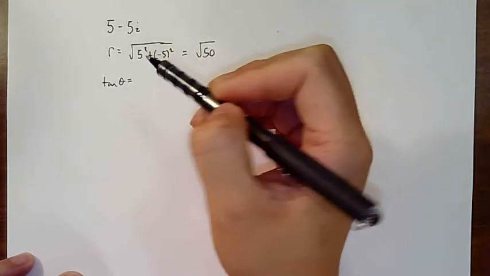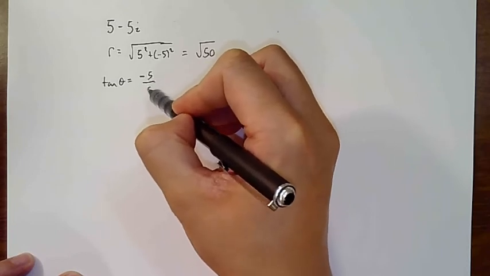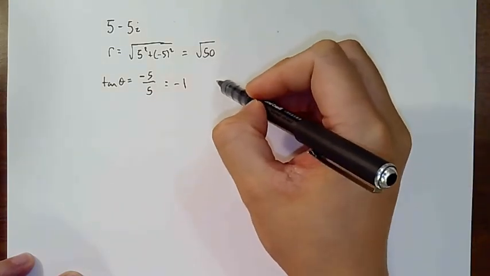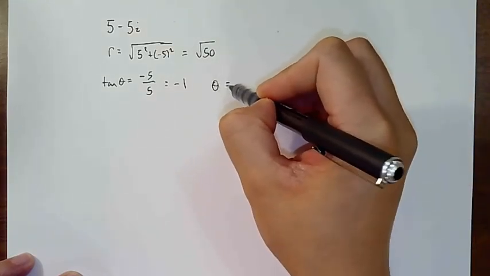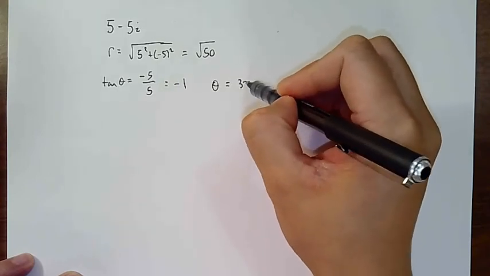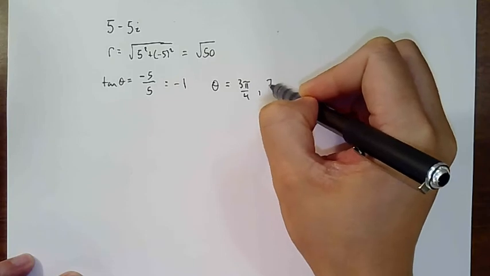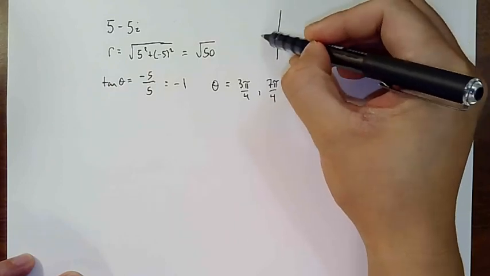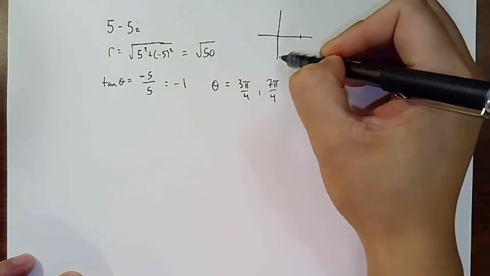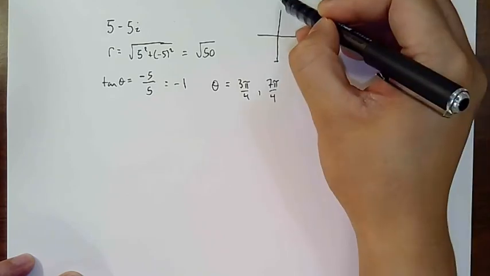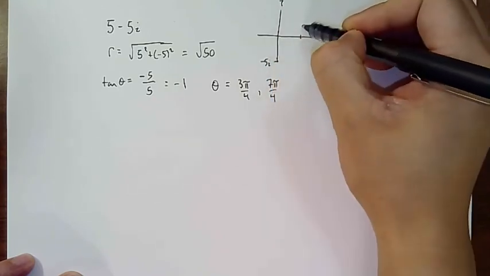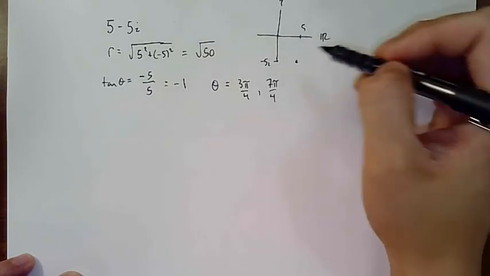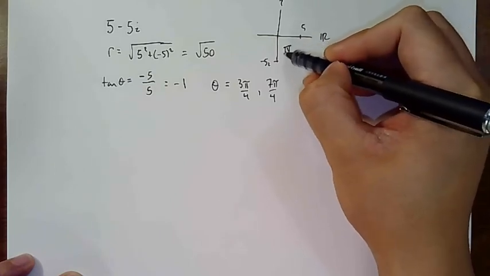And then tan theta is equal to -5 over 5, which is -1. Well, where is tan -1? This means that theta is equal to 3 pi over 4 or 7 pi over 4. But let's diagram this guy. So, like this. Here he is. This point right here. 5 minus 5i. We are definitely in quadrant 4.